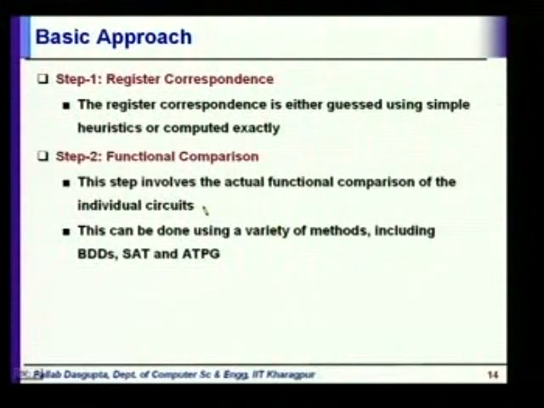So, if we know that some register correspondence exists, then these are the two steps in the equivalence checking problem. Step 1 is the register correspondence is either guessed using simple heuristics or computed exactly. Step 2 is the functional comparison, where we actually compare the Boolean functions corresponding to the output function and the next state function. And this step can be done using a variety of methods including BDD, SAT, ATPG, etc.